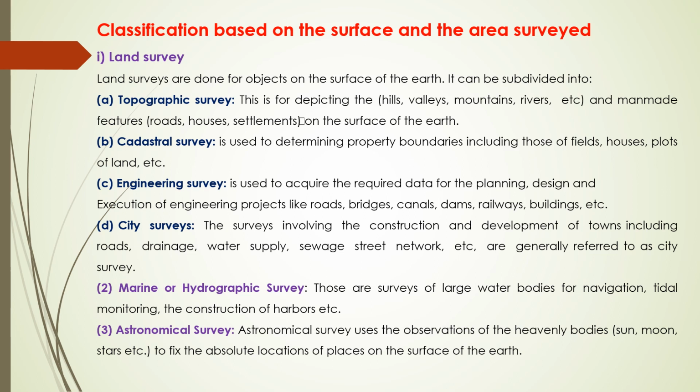The second one under land survey is cadastral survey. It is used to determine property boundaries, including those of fields, houses, plots, and land. The third, engineering survey, is used to acquire the required data for the planning, designing, and execution of engineering projects like roads, bridges, canals, dams, and railways.